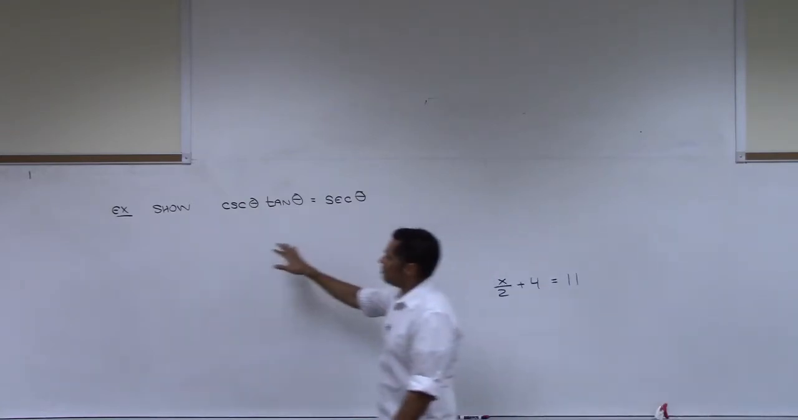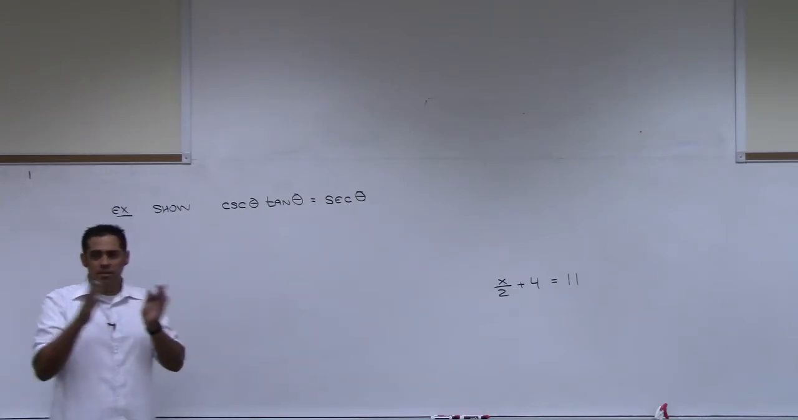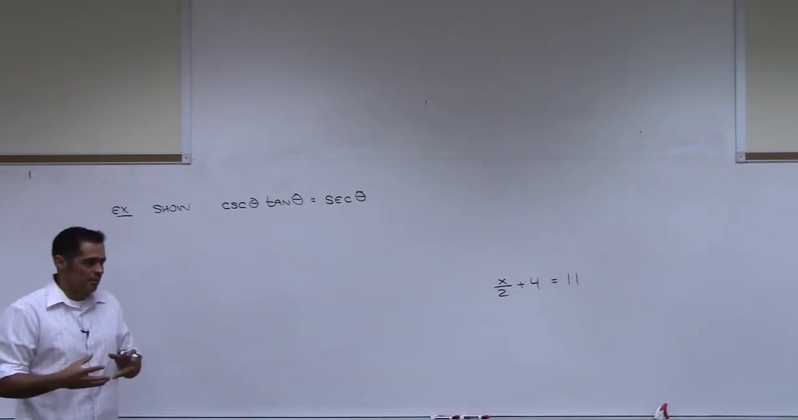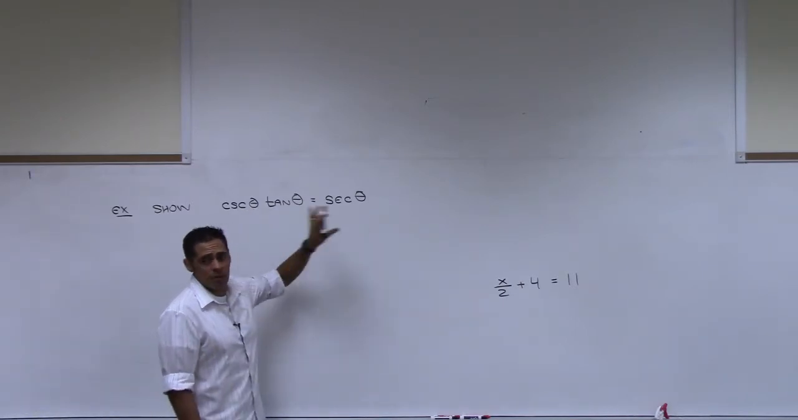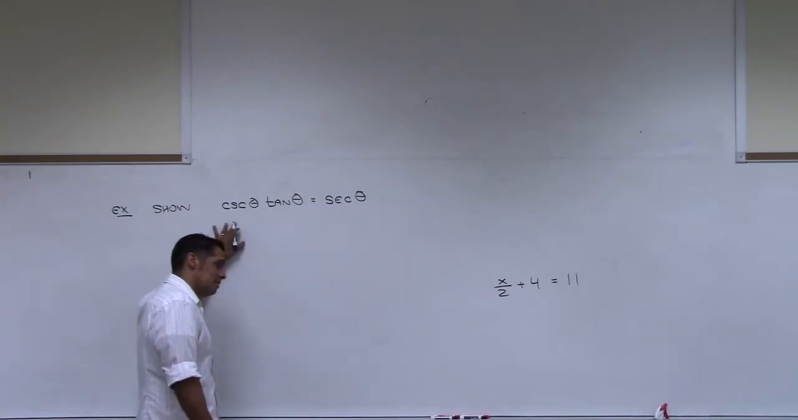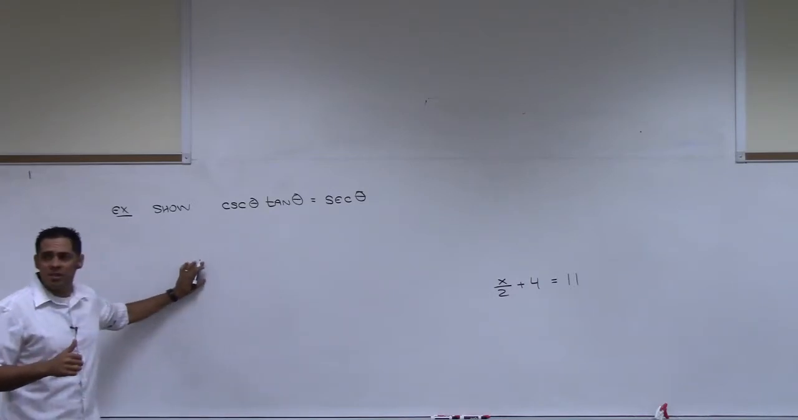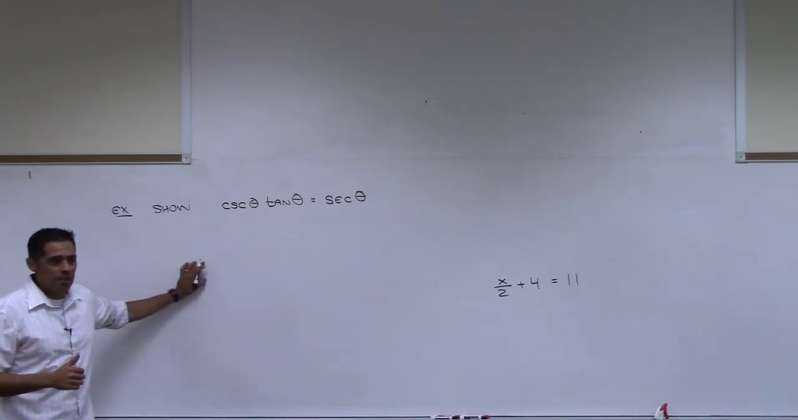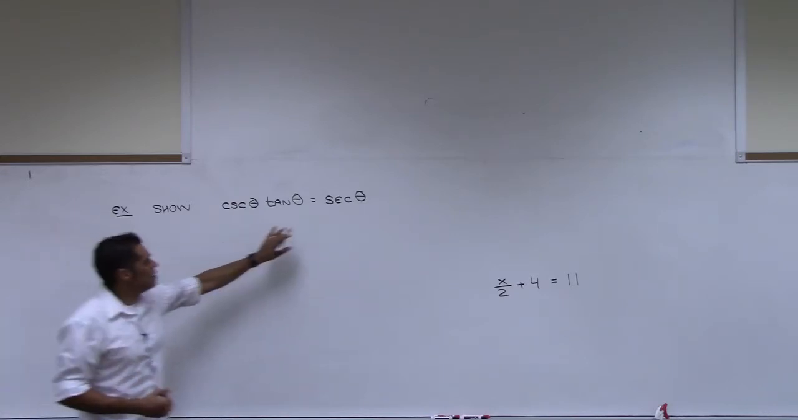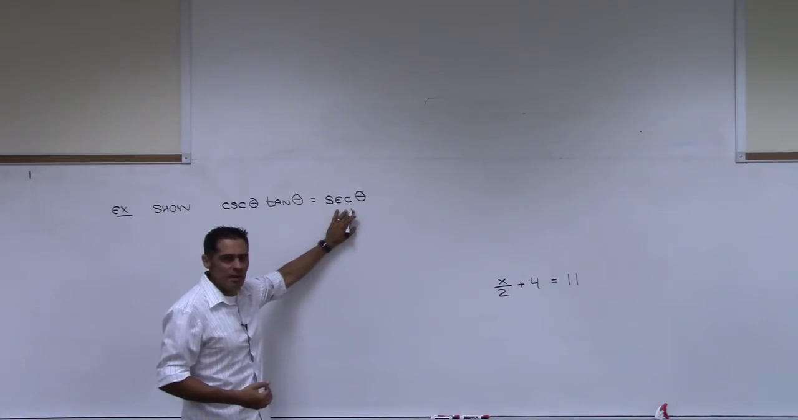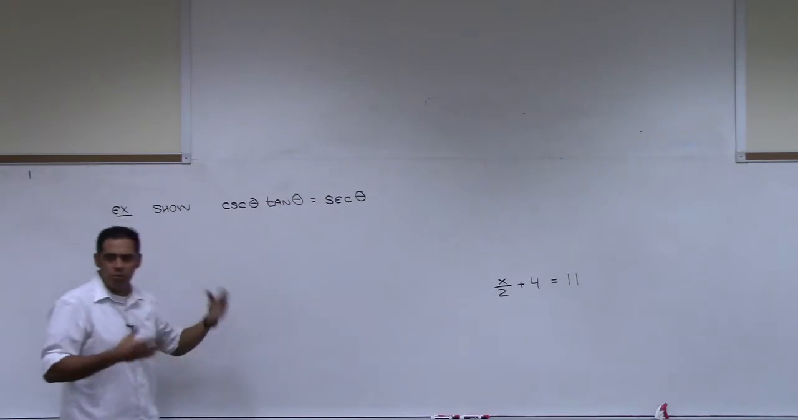With identities, when you're asked to show something's true, you must start with one side of the equation and manipulate it into the other side. Turn it into the other side. Now you can start with the left-hand side and try and turn it into the right-hand side, or you can start with the right-hand side and try and turn it into the left-hand side. It's your choice. The rule of thumb is to pick the side that's more complicated looking, because if it's more complicated looking, there's more things you can do to it. Like this right here, secant theta, there's not a whole lot I can do with secant theta other than rewrite it as 1 over cosine, right? So I have more room to play with here.